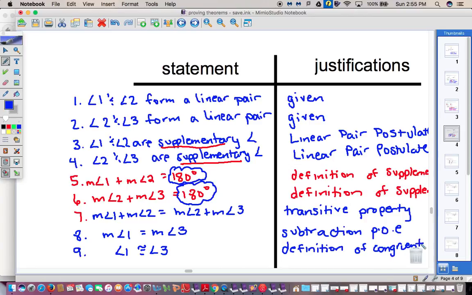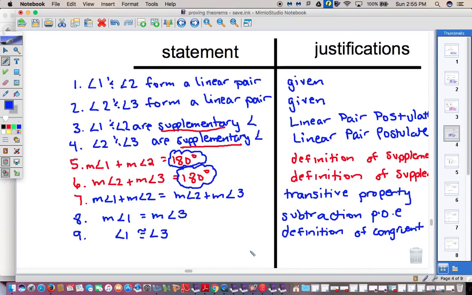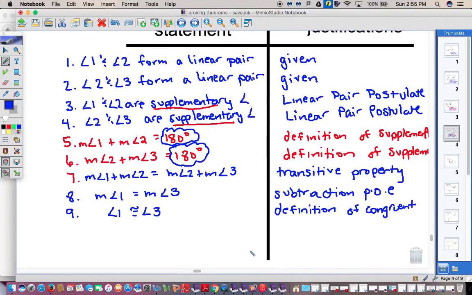Okay. So now that we've proven that vertical angles are indeed congruent, we can use that information in upcoming proofs. And that's actually really important information for us to use for the proofs that follow.